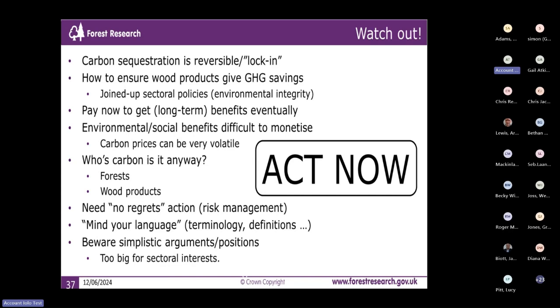How do you ensure that wood products give you those greenhouse gas emissions savings? You know, those orange parts of those bars that you saw, does it really happen? Well, how do you do that? You need joined up cross-sectoral policies, what the European Commission, I think, call environmental integrity. You have to put a lot of investment in, money in, but the benefits are quite long-term. You don't get them initially. You might even get some losses of soil carbon initially. So there's an investment here. And you only get the benefits later on, and that can be a problem in terms of incentivizing these issues. The environmental and social benefits can be difficult to monetize because carbon prices can be very volatile.